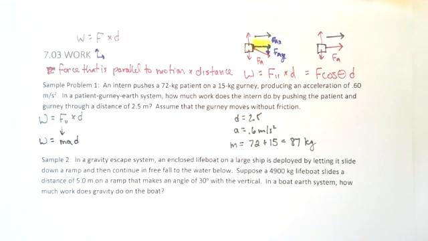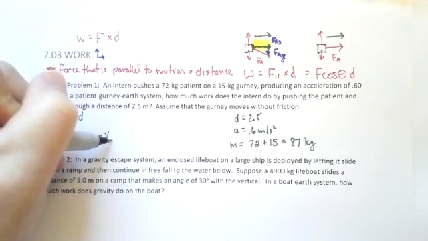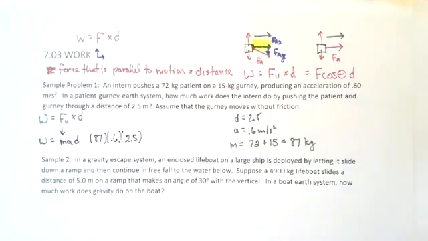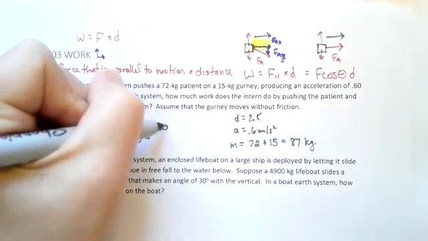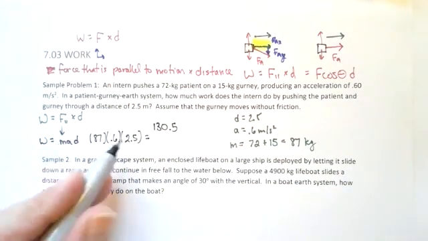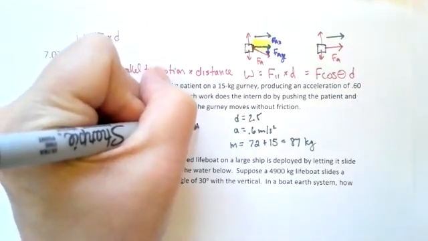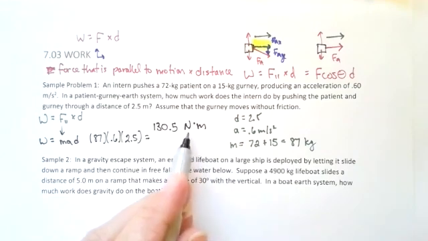When I multiply this out, I get 87 times 0.6 times 2.5, and that gives me a value of 130. I'm going to write it up here. What's my unit? Force is newtons and distance is meters. So I could say this is 130.5 Newton meters. But usually when you're talking about work, you'll see work as Newton meters. But how else could I write this?